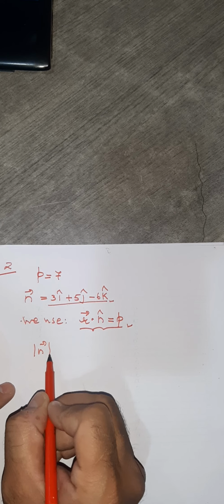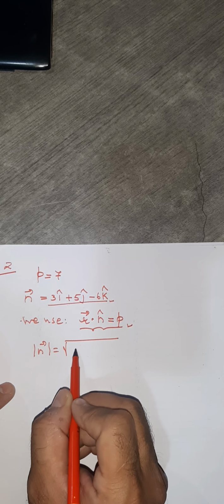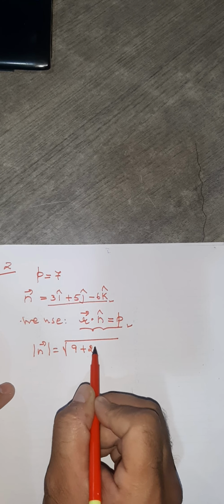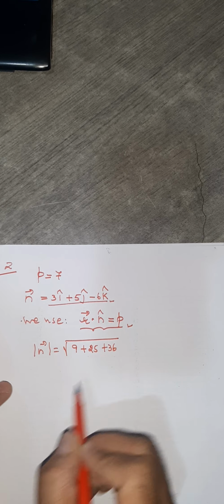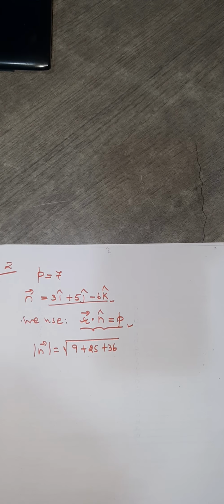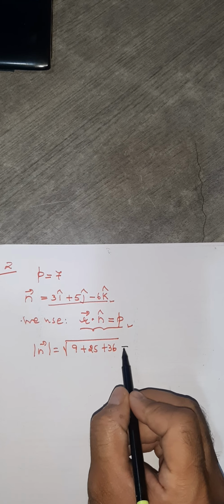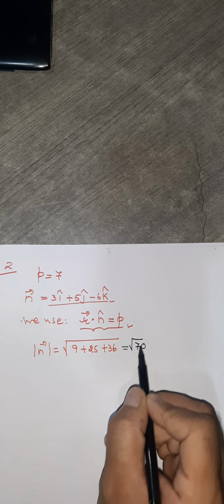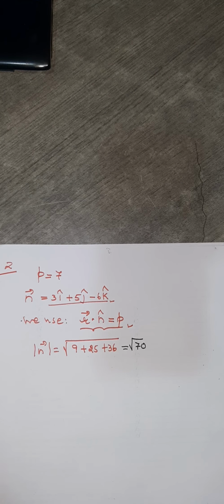So let's get its magnitude. It is root of 9 plus 25 plus 36. And what is this? This is, I suppose, root 70, which is nothing but root 70.